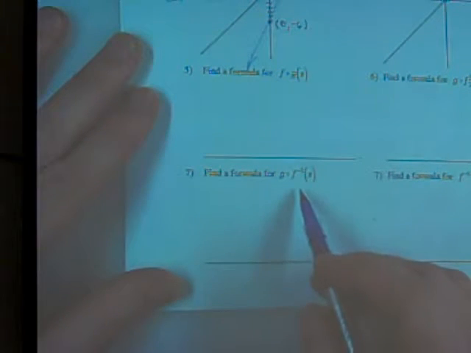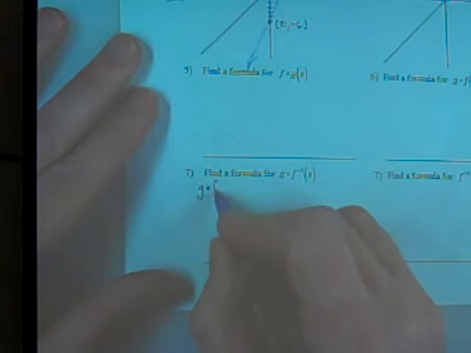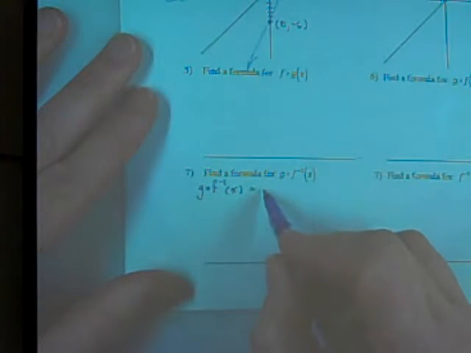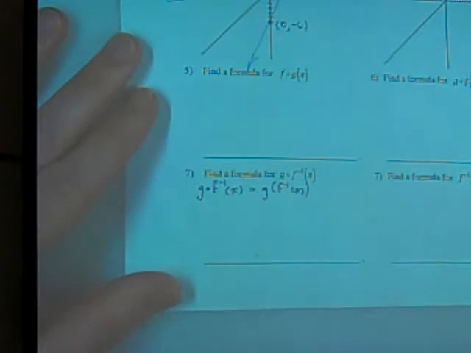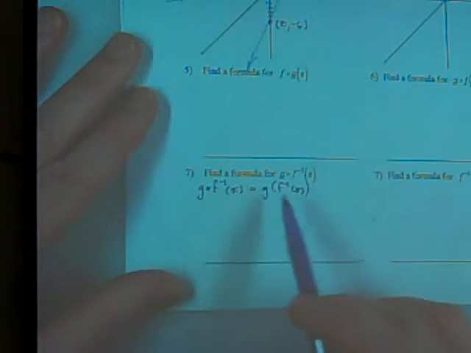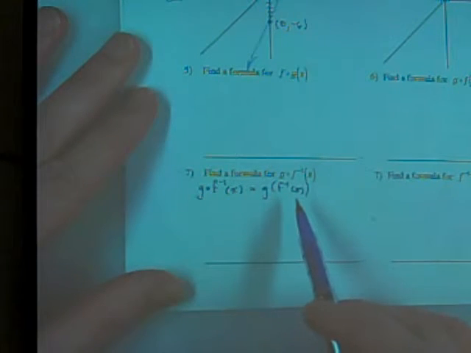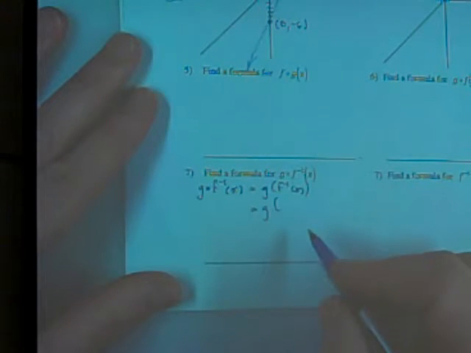So let me just follow the definition. Almost always, really always, the first thing that you want to do anytime you see that composition symbol is to do the definition. G composed with f inverse is g of f inverse. And then remember to work from the inside out. So I've got to go up the page to the work I did earlier and find that f inverse is x plus 6 divided by 3.